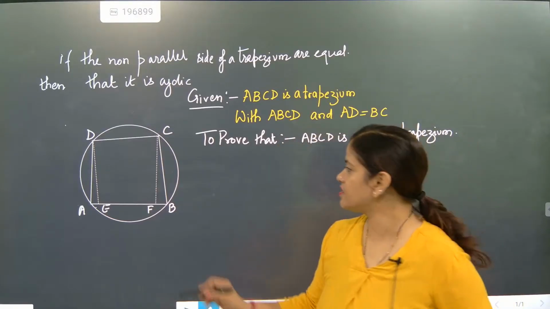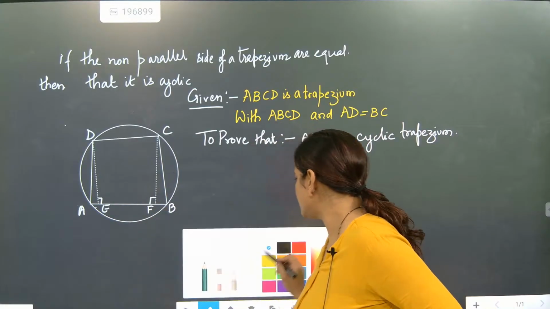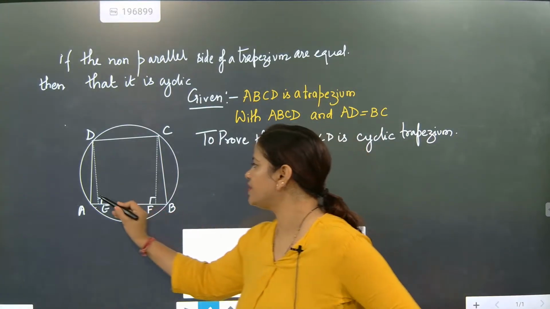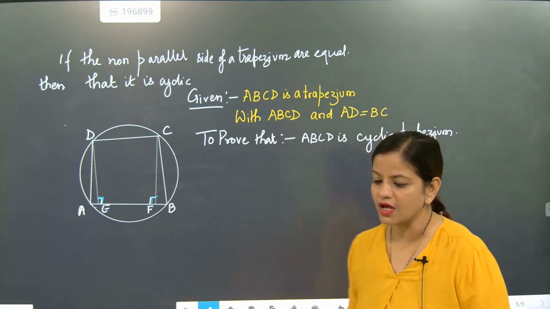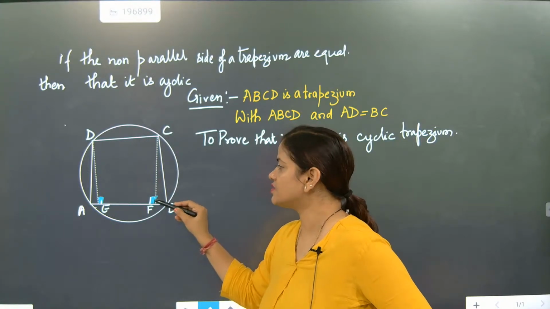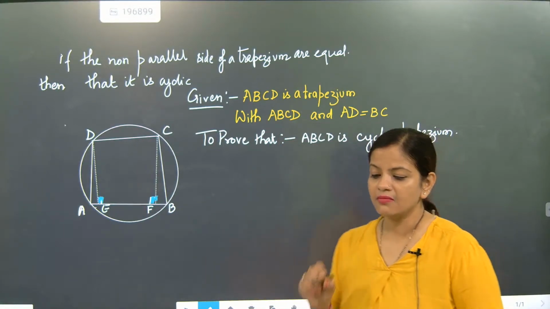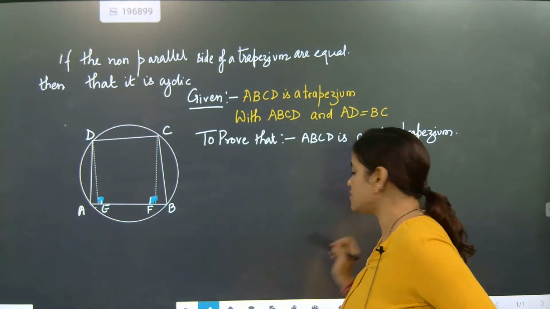After that, beta, construction. What have we done in the construction? We have drawn two perpendiculars. Can you tell me what the two perpendiculars are, beta? DE and CF. Understood? So DE and CF are the two perpendiculars. So remember this one, by construction we have drawn.